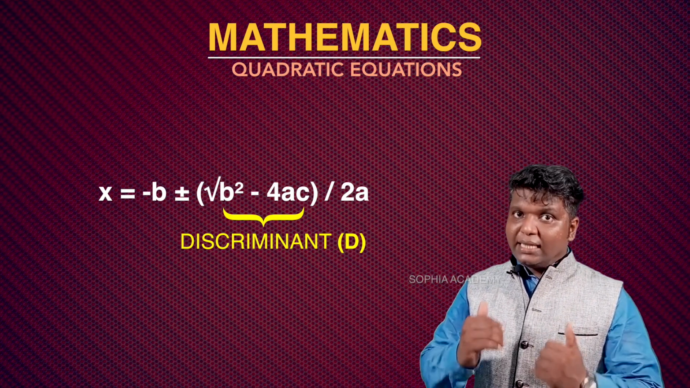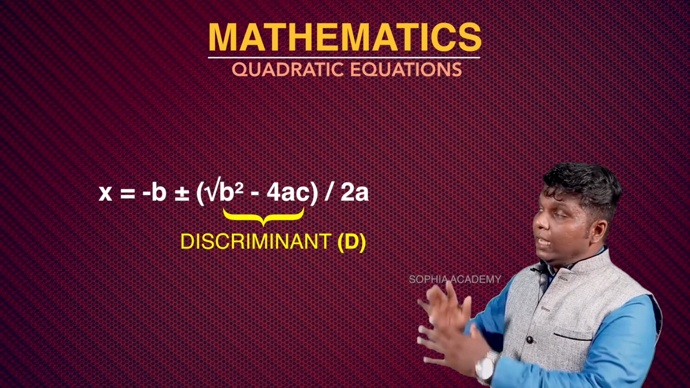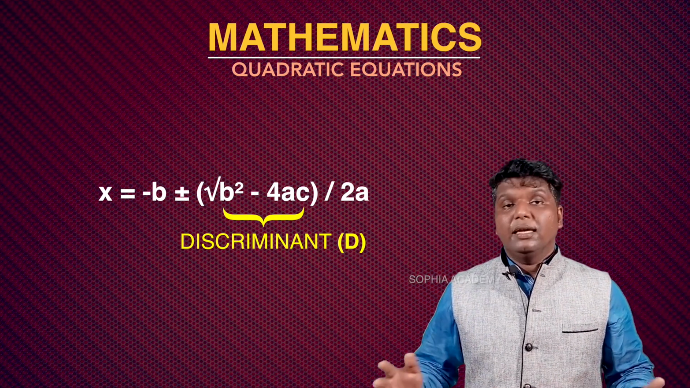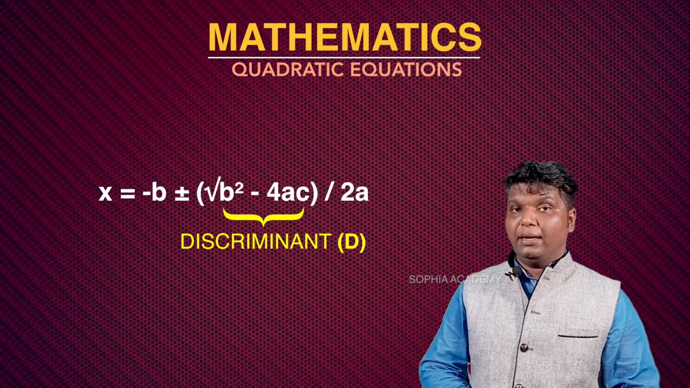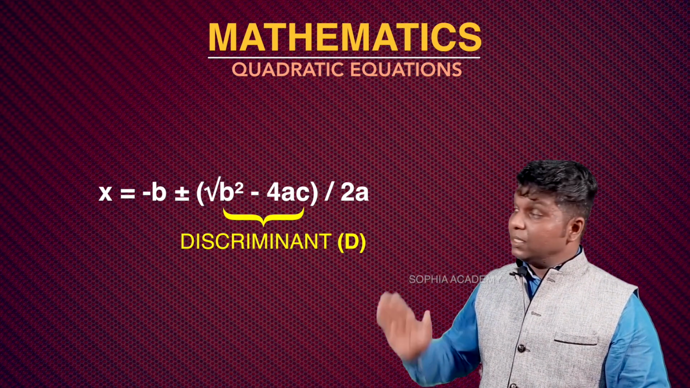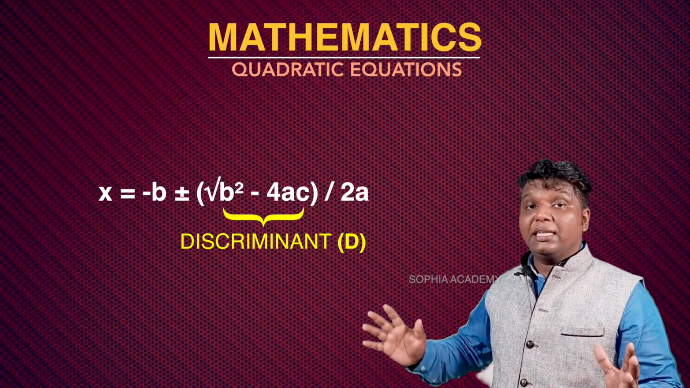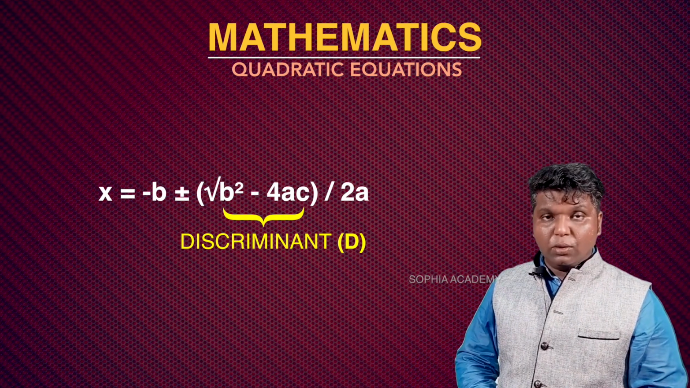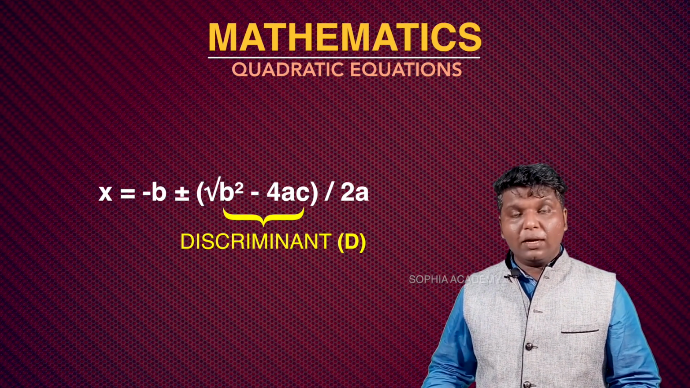In this class, we are dealing with real numbers. So we can say that if b square minus 4ac is a negative number, definitely it will not have any real roots. So there are three conditions mainly. This b square minus 4ac is called the discriminant, because it discriminates whether the equation is going to have two distinct roots, or equal roots, or no real roots.